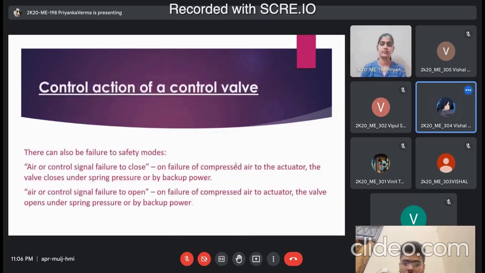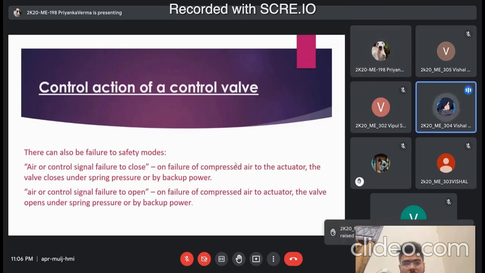Next slide. Now, for example, air or control signal failure to close: on failure of compressed air to the actuator, the valve closes under spring pressure or by backup power. Air or control signal failure to open: in this, on failure of compressed air to the actuator, the valve opens under spring pressure or by backup power.